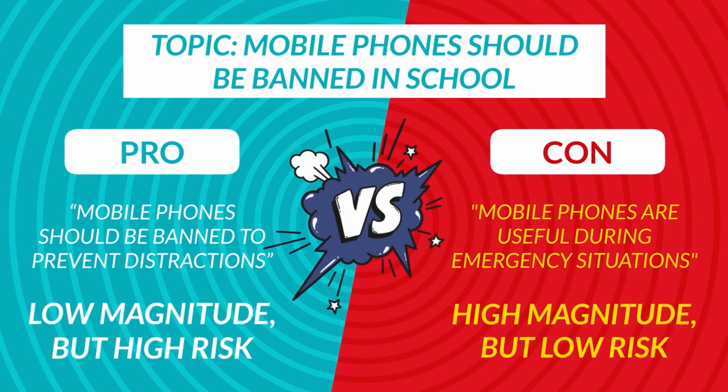Clearly, the con's impact of having a mobile phone during an emergency has a higher magnitude. That's because a mobile phone could save someone's life during an emergency. However, the risk of an emergency situation happening that requires a mobile phone is low, especially when compared to the risk that a student will become distracted by bringing a mobile phone to school.